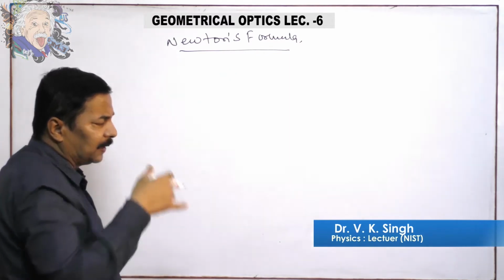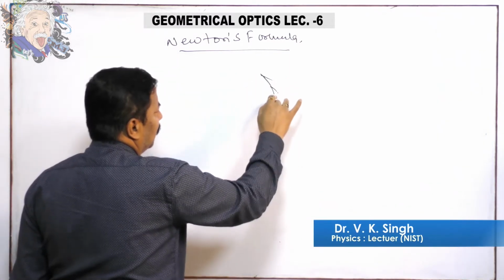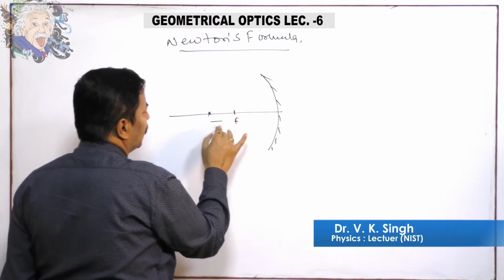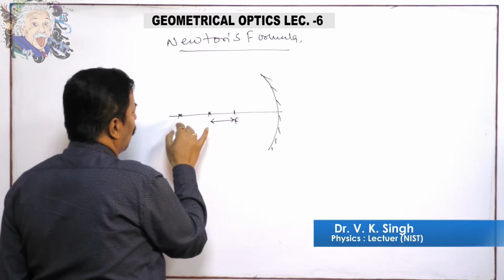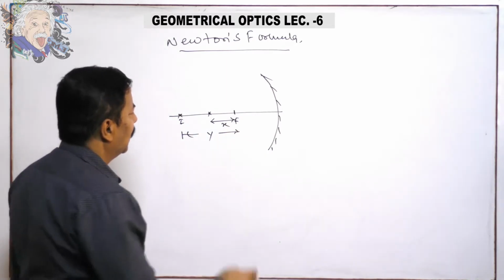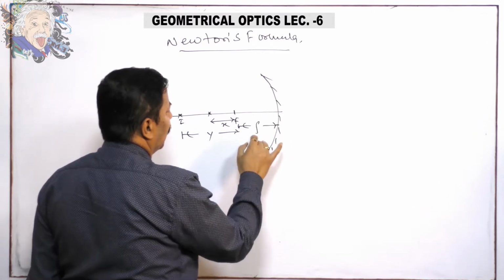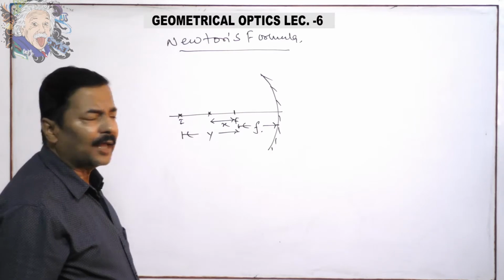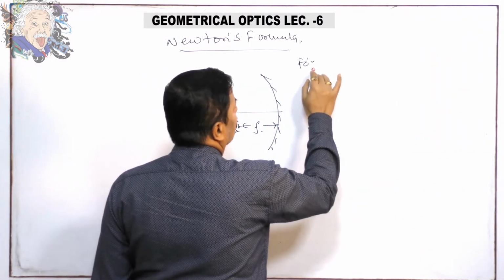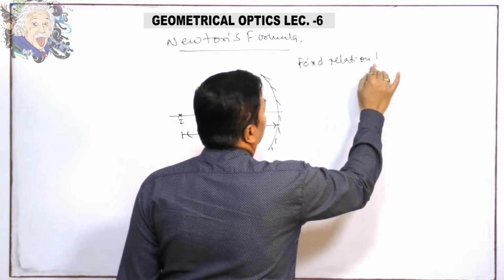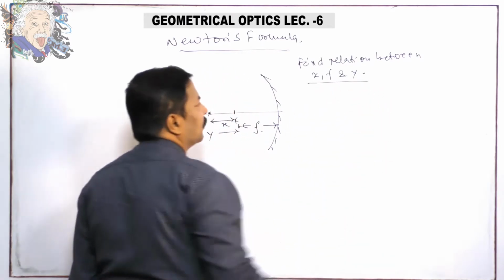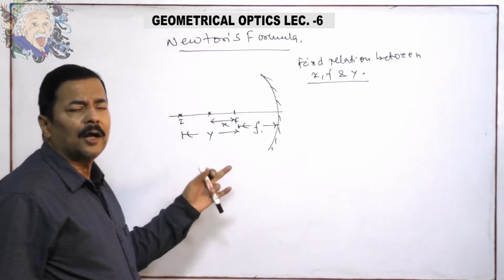Newton's formula is, if we take a concave mirror and here is the focus, if the object is here at a distance x and the image is formed at a distance y, this is the distance x and this is your focus f. Then, what is the relation between x, f and y? That will give you the answer, what is Newton's formula. So, find the relation between x, f and y. This relation will give you Newton's formula.